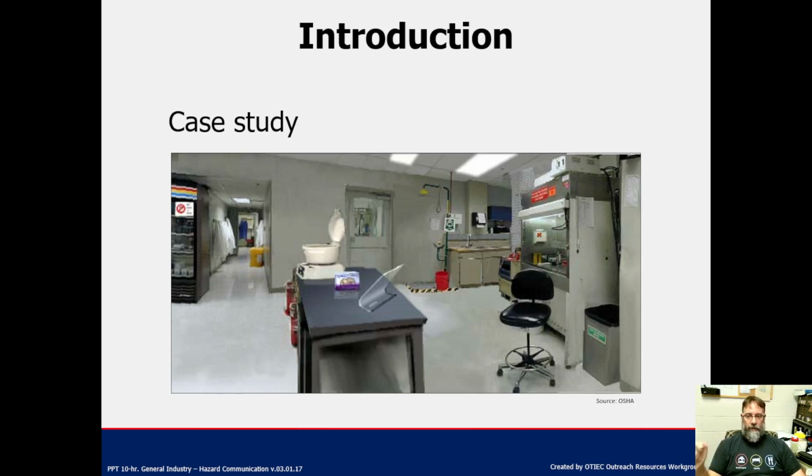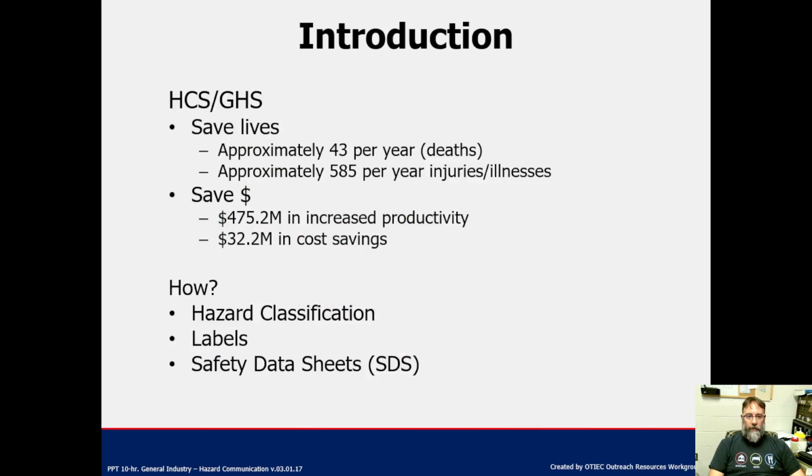So that's the whole purpose of this particular module, is to learn about how to mitigate the possibilities for chemical reactions, not only chemical reactions, but exposure to dangerous chemicals. These are all estimates based on OSHA, but they believe, and it's probably based on historical data, that they're saving approximately 43 lives per year and 585 illnesses, almost $500 million in increased productivity. So obviously these are all estimates, but they're basing these estimations on the increases of safety over time.